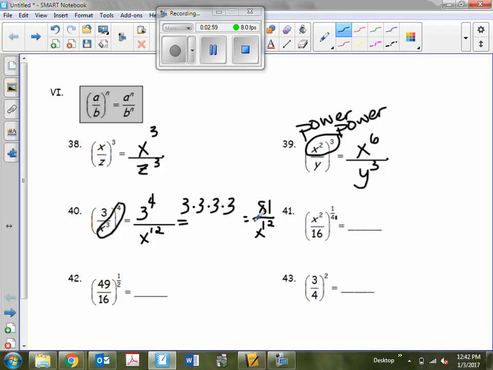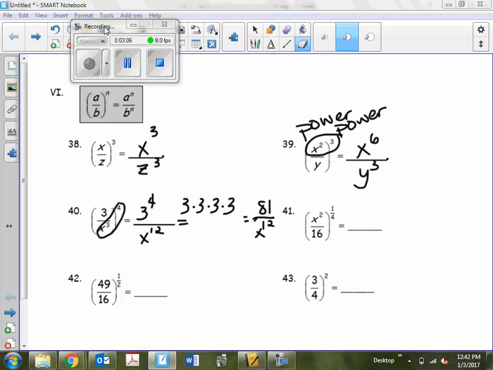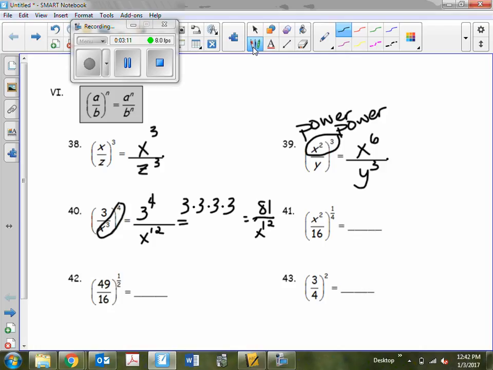So if I take a look at number 41, let me erase that smudge I made. We are going to distribute that exponent of 1/4 to both that numerator and denominator. Well, on here, this is another example of that power rule. So if we multiply 2 times 1/4, that gives me x to the 1/2. And then again, we still have to distribute that exponent to that 16, so we get 16 to the 1/4.